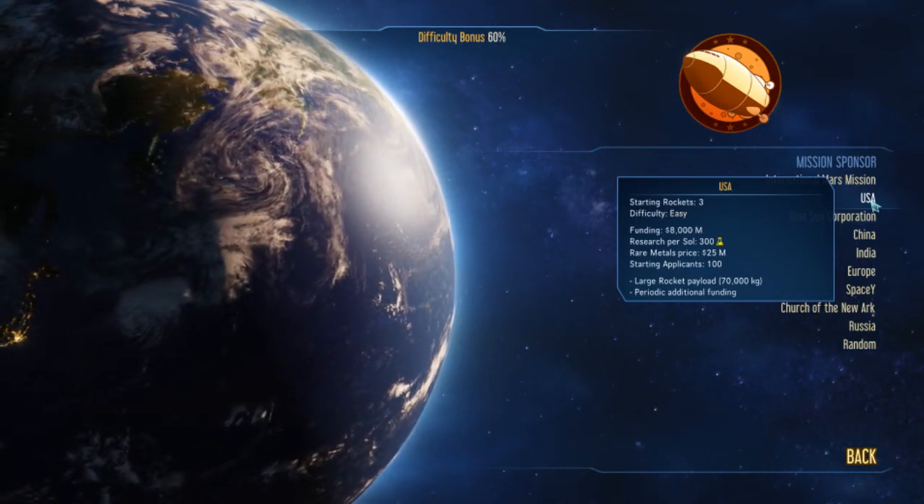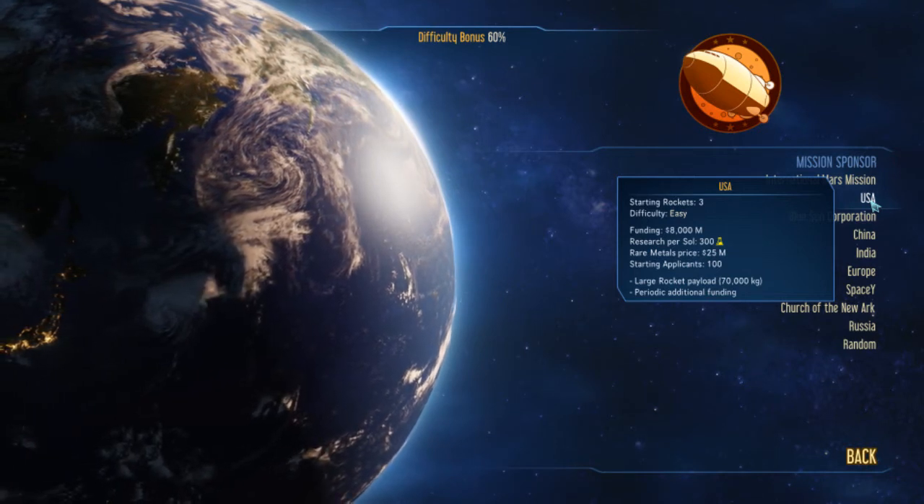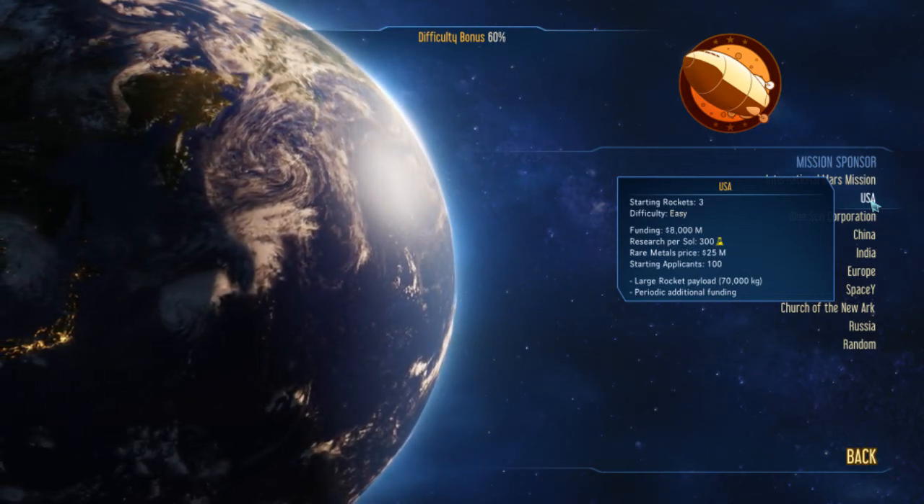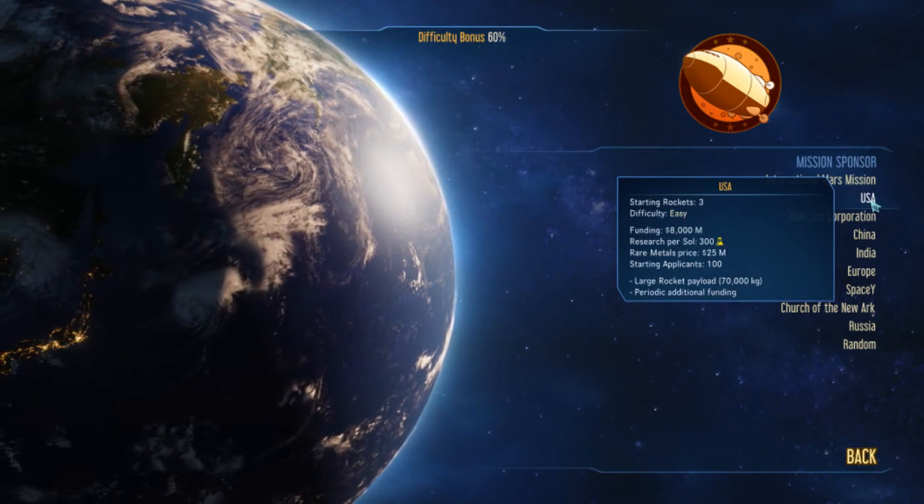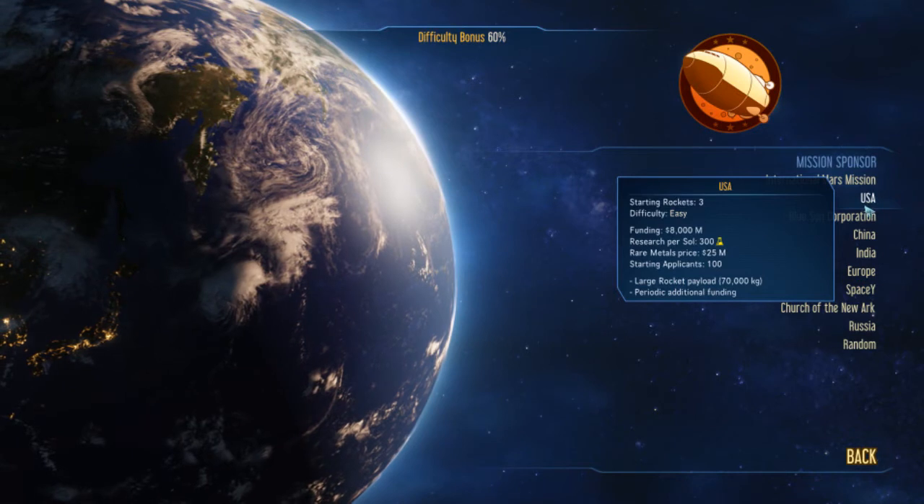Now, one of the nice things about them is that they will periodically get a small amount of extra money. I think it was like $1 million a day or something. It's a pretty small amount of money, but this can help you out if you're in a bit of a pinch, and it does mean that passively speaking, you'll be able to trade more with Earth.